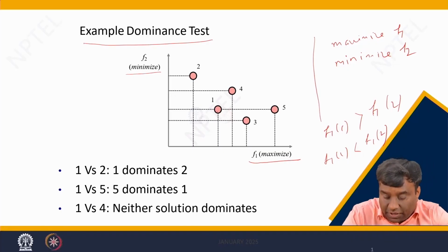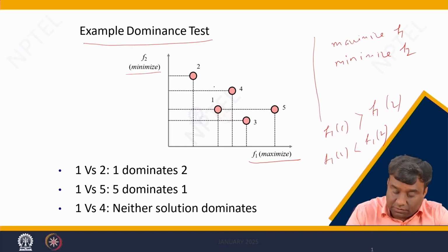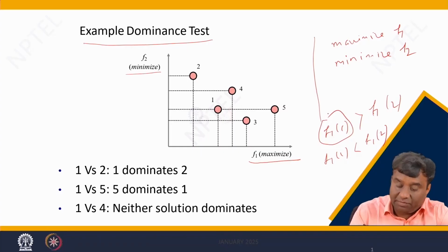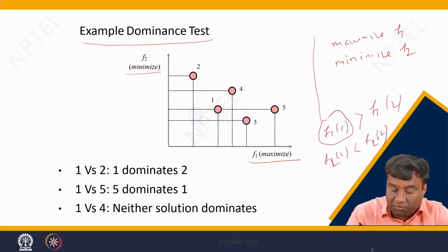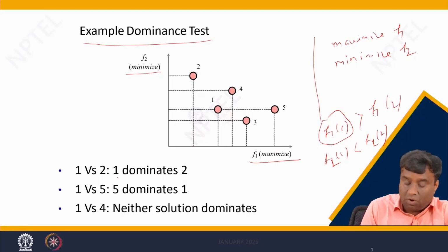So for the case of 1, F1 is maximized. If you compare between 1 and 2, F1 is maximized, and for F2 it needs to be minimum. So here the F2 value of 1 is less than that of 2. So you can say that 1 dominates 2, or 2 is dominated by 1.